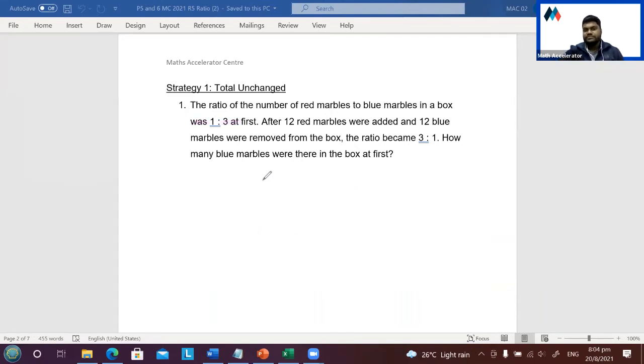So this question. Can I write down red is to blue? At first it's 1:3. Add one more over here. This is what we call the total. So the total is 1+3, which is 4 units in total. This is called the before. What happened before?